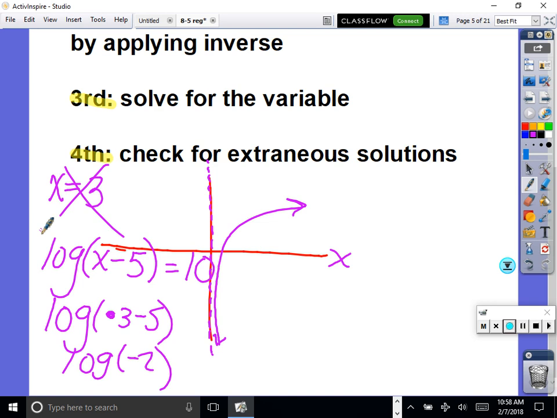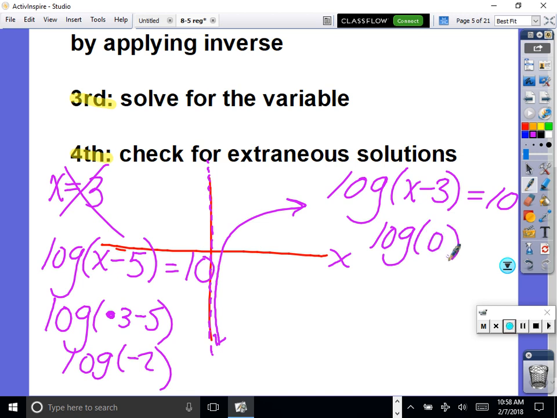Does that make sense? Also, let's pretend I would have had this. Let's say we would have got x equals 3 and I had log of x minus 3 equals 10, for example. I'm making this up. If I plug in 3, I would get log of 0. You are never going to cross 0, so that can't happen. If you try to type log of 0 into your calculator, it's an error, because that can't happen, so then it would be extraneous.